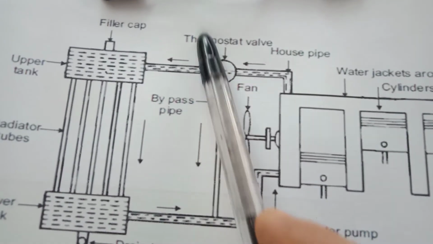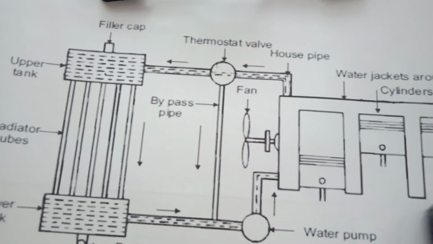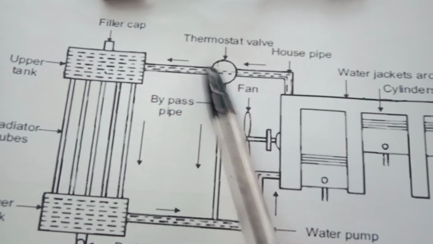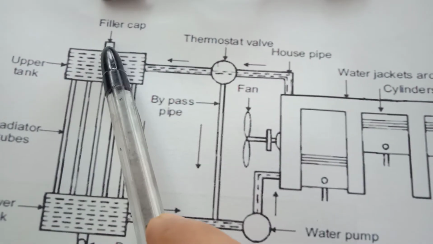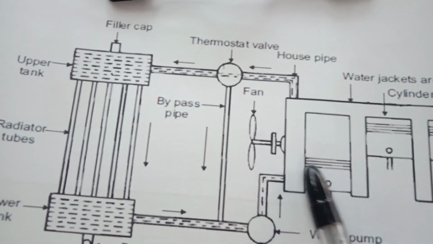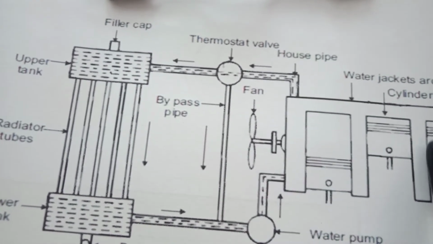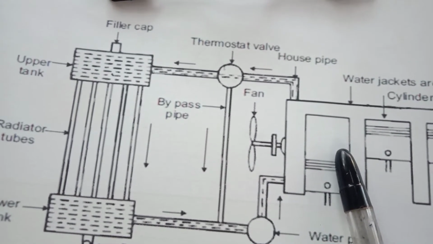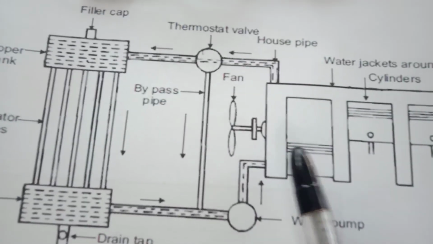If there is no thermostat valve, and the ambient temperature is 4 or 5 degrees Celsius, then this hot water will go to the radiator and again be cooled down. The optimum temperature of the engine will not be reached quickly, and the engine will not run at the optimum temperature quickly.